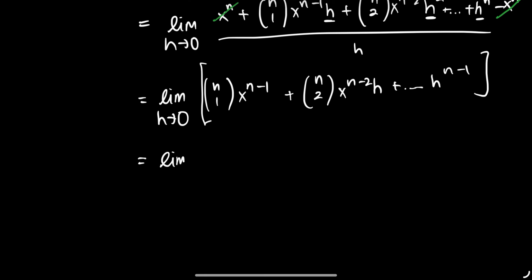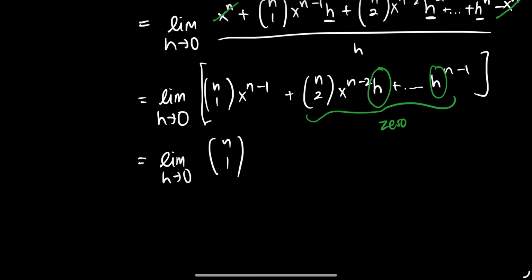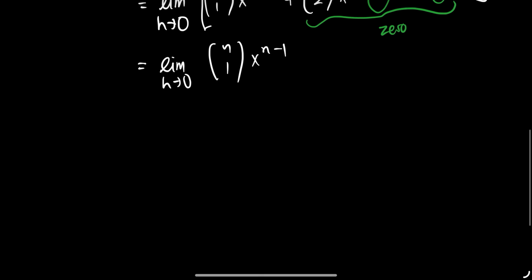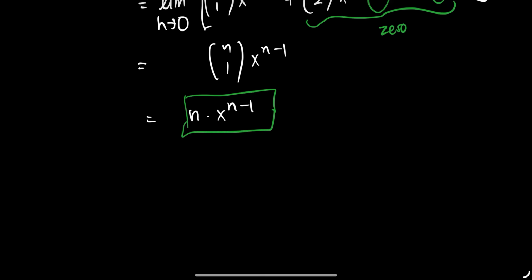Now what happens? You notice that when you sub in h equal to 0, this entire long expression is just 0, right? So the answer is just n choose 1 times x to the n minus 1. And n choose 1 is just n. So it's just n times x to the n minus 1. Here we go. We solved that.